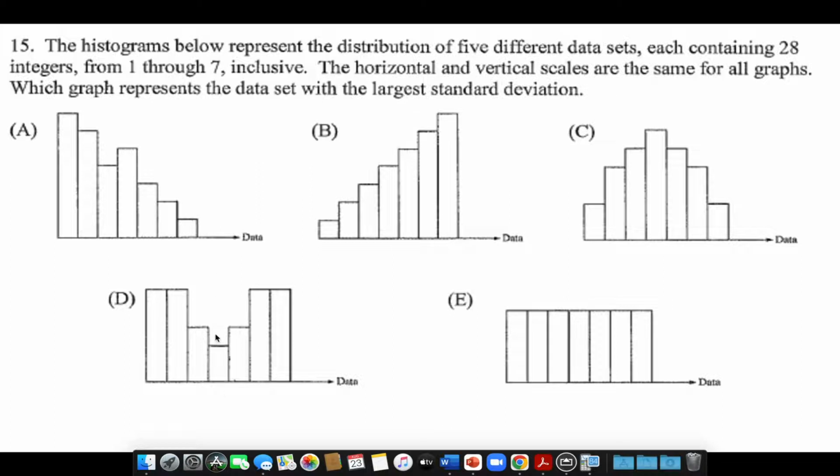What's true about D? As I go farther away from the mean, the bars get bigger and bigger. Either all the same. So I would say D is the best answer. D is the best answer. Okay, it's the best answer.